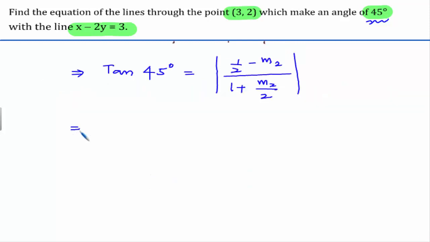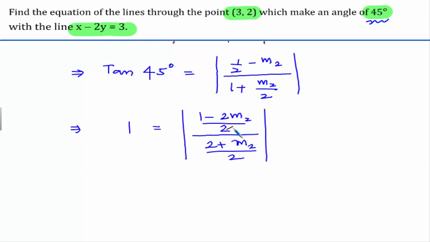Now let us simplify. We know that tan 45 is 1, and we get (1 minus 2 m2) by 2 as the numerator simplification, by (2 plus m2) by 2, which is the denominator simplification. Now the two denominators get cancelled. We get 1 is equal to (1 minus 2 m2) by (2 plus m2), this is in the modulus.